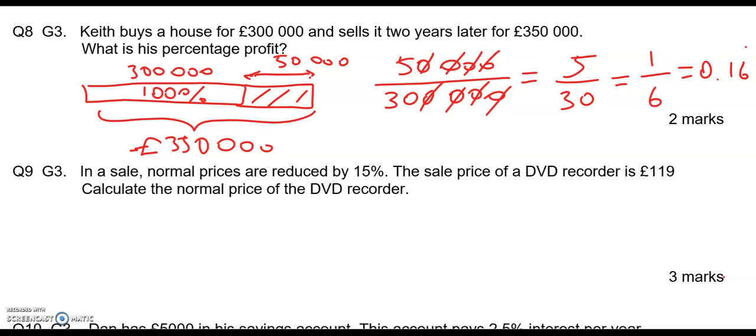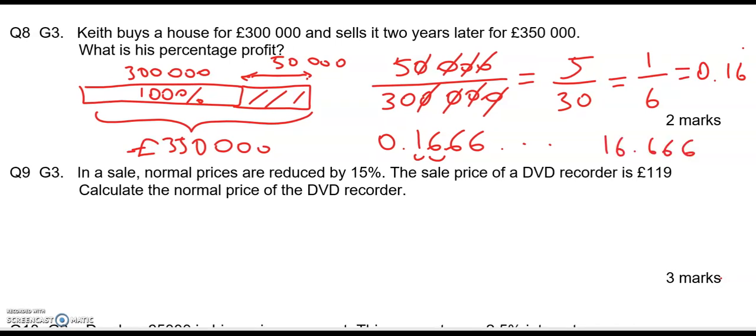Now, with 6 recurring, that means that we have 0.1666 and so on. We've got to write this as a percentage, and to turn this into a percentage, we multiply by 100. So moving the decimal point 2 places means that we get 16.67% to 2 decimal places.